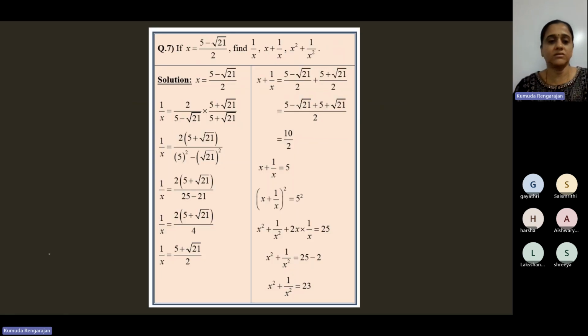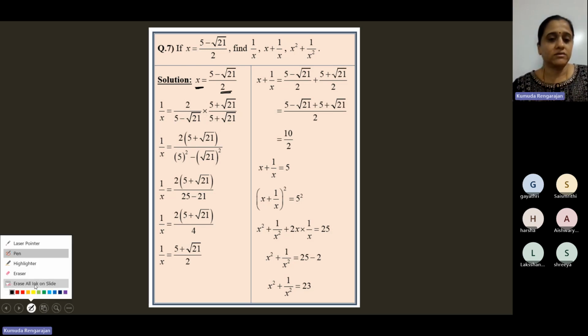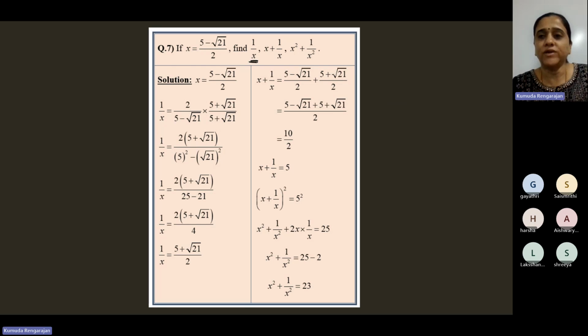Let's see the answer. X is given to be (5 minus root 21) by 2. Look at the denominator. It's rational. Now we need to find 1 by x.